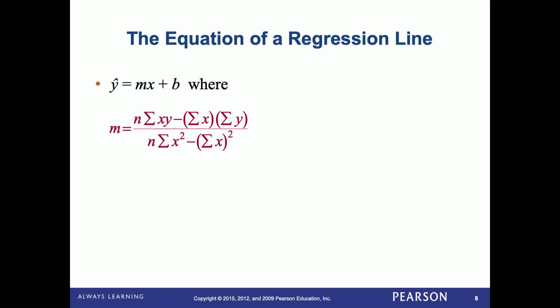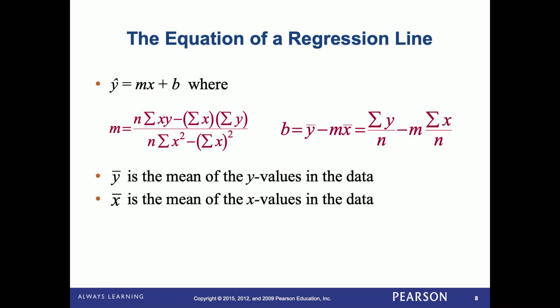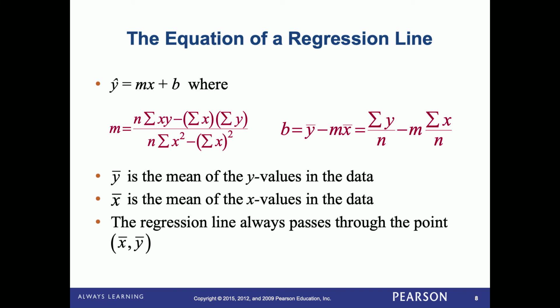So this is how you come up with m. We're not going to do it this way. You don't have to know this equation. So let's move on. This is how you come up with the y-intercept. Y bar is the mean of all the y values. X bar is the mean of all the x values. We're not going to do it this way. This is the long way. This is the shovel way. We're going to use the backhoe way. The regression line always passes through the point x bar, y bar.